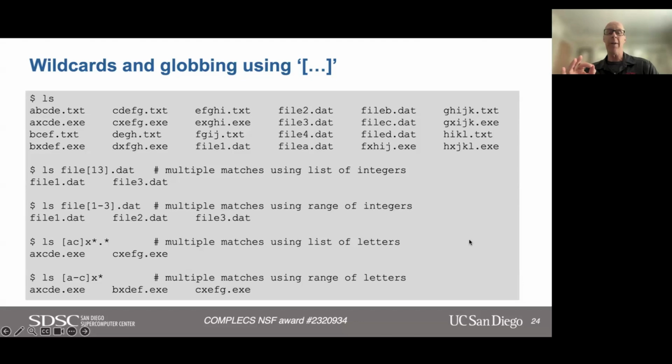We can also do multiple matches using lists of letters. In this case, we wanted to see files that started with A or C, followed by X, followed by range characters dot range characters. In this case, we pick up axcde and cxefg.exe. We can also do that same match using a range of letters. In this case, if I replace the AC with an A-C, instead we're going to pick up all the files that begin with A, B, or C, followed by X, followed by any number of characters.